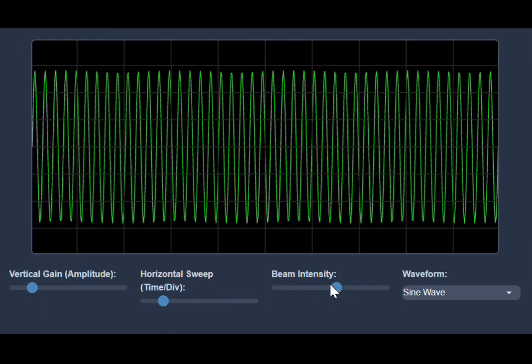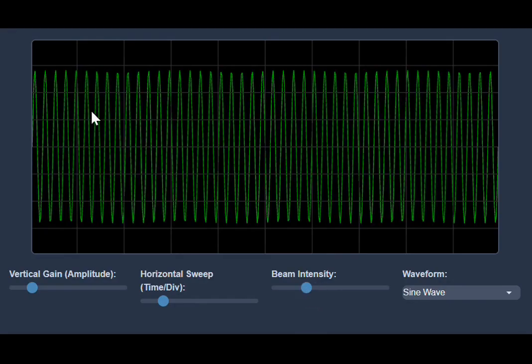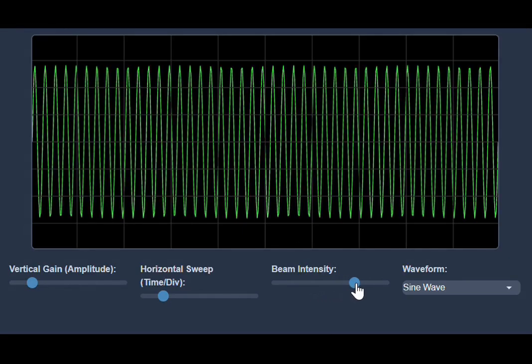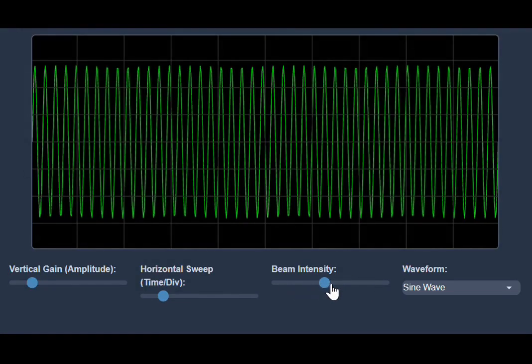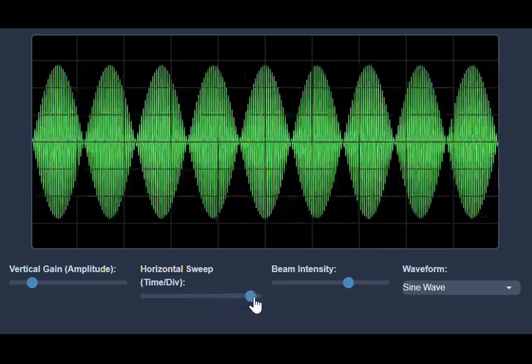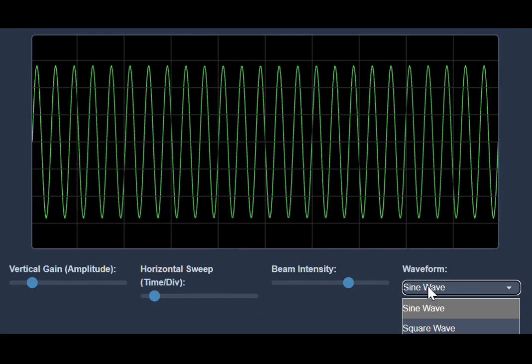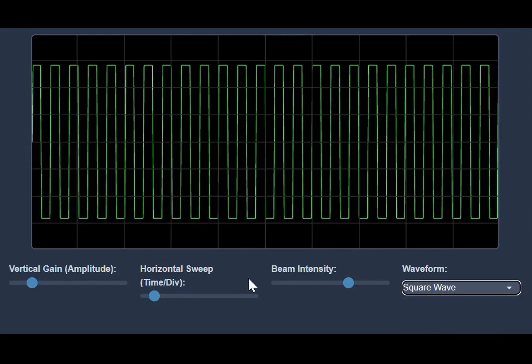Now come to the next point, beam intensity, for better visualization. It controls the brightness of the trace on the screen. You can see in the graph that the trace is easily identified for measurement purposes. Now I am changing the waveform to a square wave, and with the intensity the trace can easily be tracked.